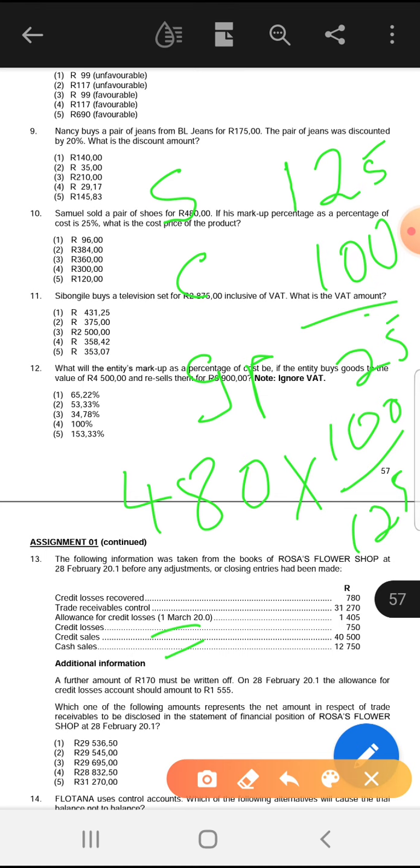Because here you are looking for the cost price, which is always 100 from what I've already shown you, and then the selling price is 125. So you are given the selling price in the information, and they're telling you to find the cost. You're just going to say 480 multiplied by 100 over 125. Even on the exam, if they give you a selling price and a markup percentage and ask you to calculate the cost price, just take the amount that you are given and multiply by 100 over 125.